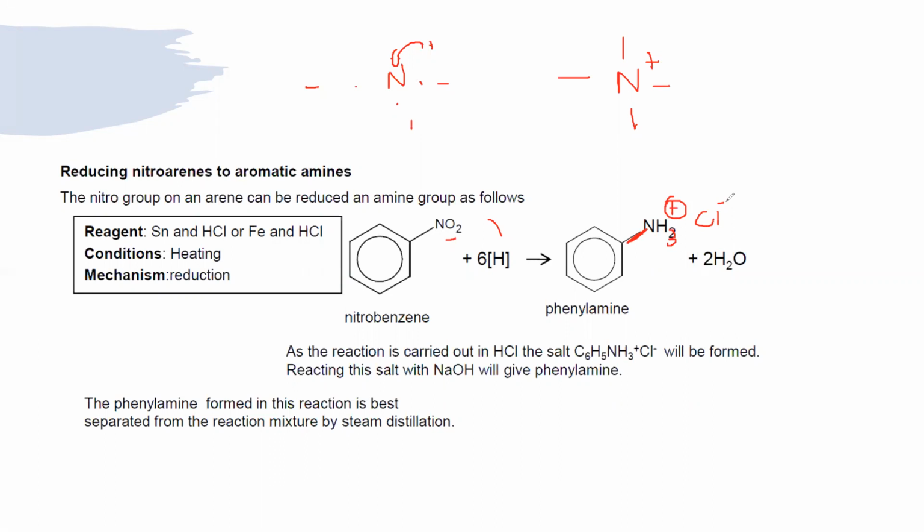Reacting this salt with sodium hydroxide, the sodium hydroxide will remove one hydrogen and chlorine from it. This will result in the formation of phenylamine. The phenylamine formed in this reaction is best separated from the reaction mixture by steam distillation. I will discuss steam distillation next class. So how we separate this phenylamine is by steam distillation. You have to learn this whole process of how to separate an organic substance.